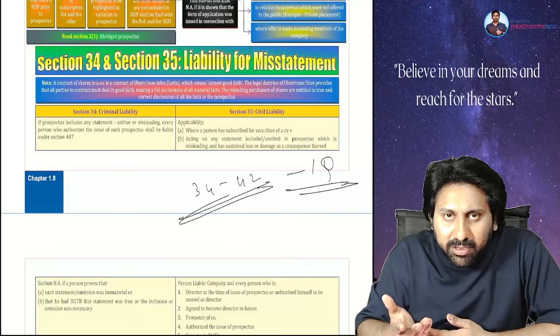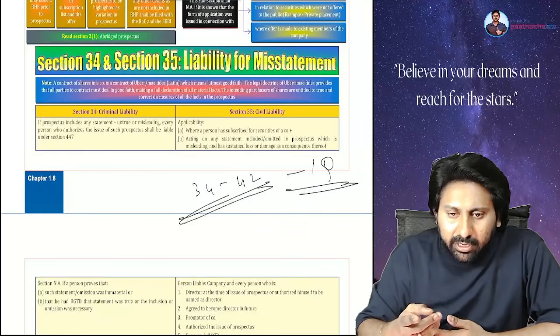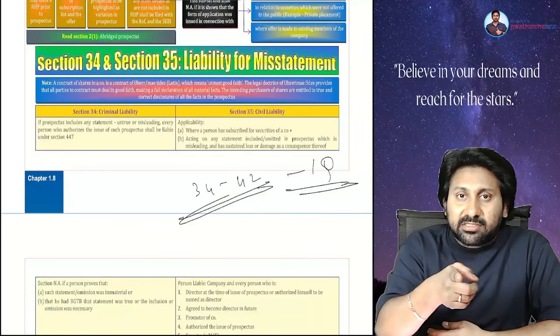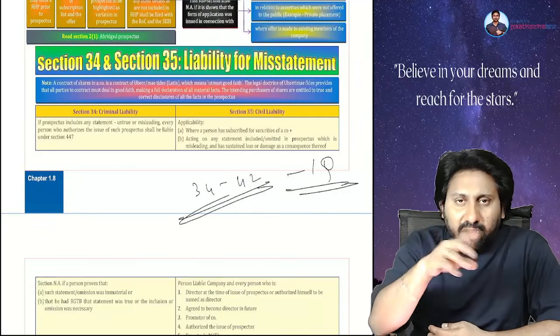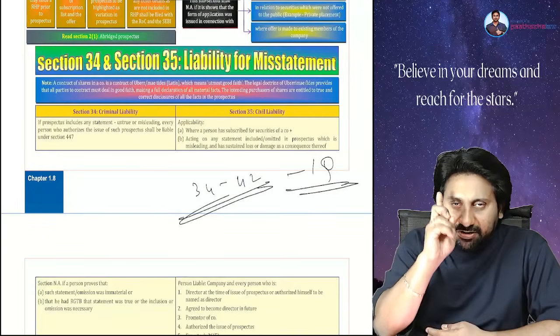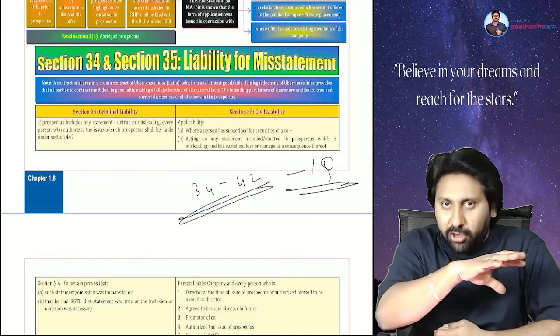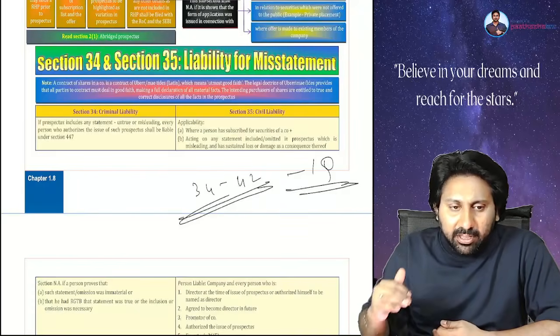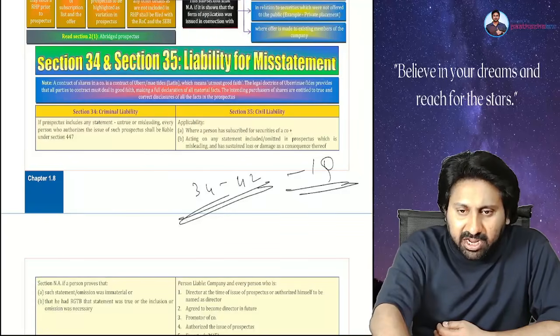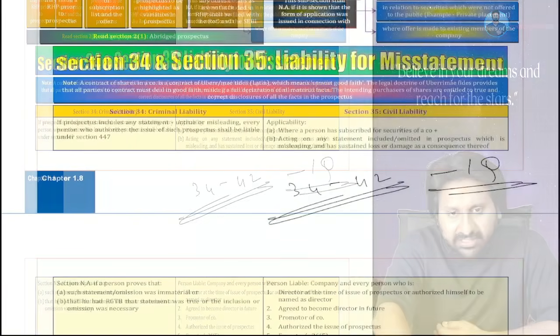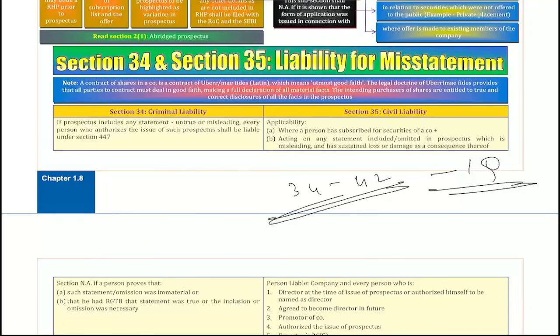Are you listening to me, everyone? And other than this, anyone listening to the lecture live or recorded, whatever the case may be, please first read Sections 34 to 38 normally, whatever document you are reading. Then we will go with a revision, because compulsorily this time, I am expecting one question to come from this area.